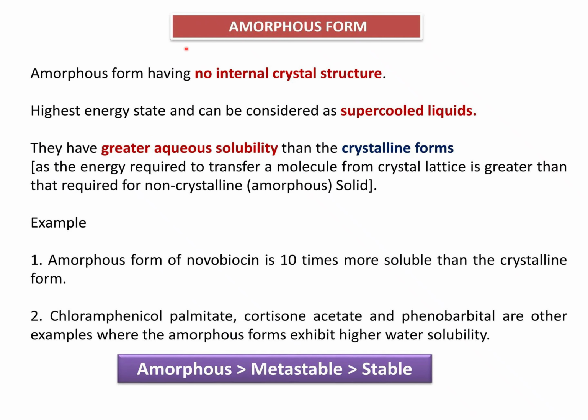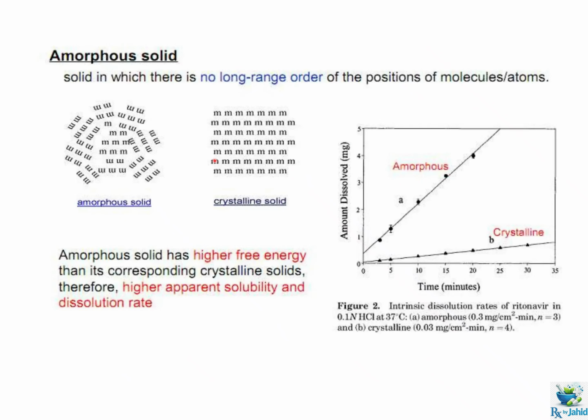So the amorphous forms have no internal crystalline structure. Higher energy state, can be considered as supercooled liquid. They have greater aqueous solubility than the crystalline form. So amorphous form of novobiocin is 10 times more soluble than the crystalline form. Chloramphenicol palmitate, cortisone acetate, phenobarbital are other examples where the amorphous forms exhibit higher water solubility. So that's why we tend to use the amorphous form for better solubility.